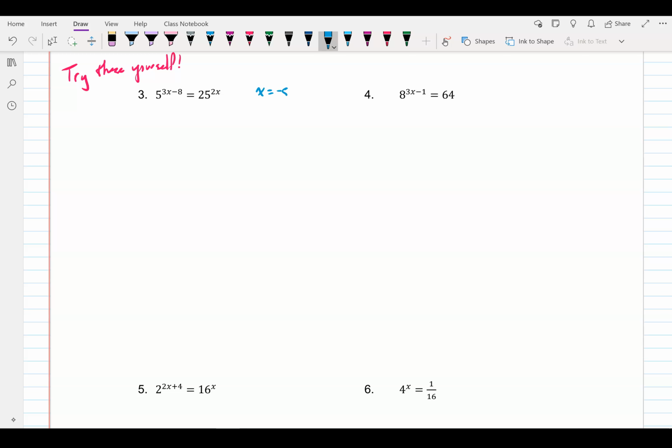Here, x equals negative 8 for this one. For this one, x should be 1. For number 5 here, x should be 2. And for 6, x should be negative 2. So go ahead and give those a shot, and I'll do the full solutions in a minute.